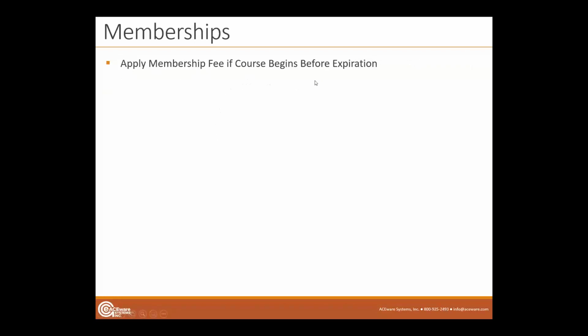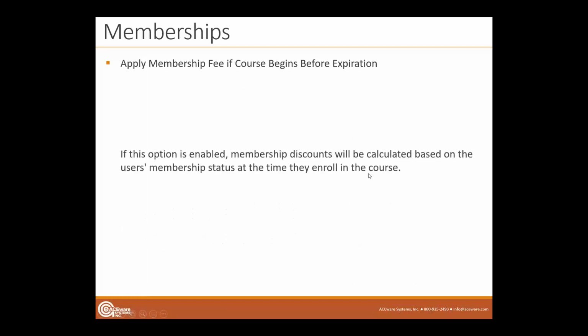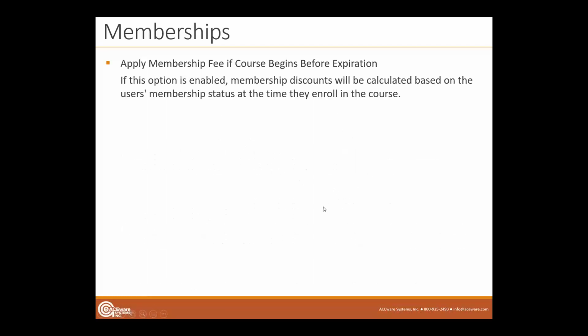Apply membership fee if a course begins before expiration. If this option is enabled, the membership discount will be calculated based on the user's membership status at the time they enroll in the class. So if they have a membership and they set it up, if they enrolled today, they would get that fee or their membership discount. And then if they enrolled next year, they would still get that discount.